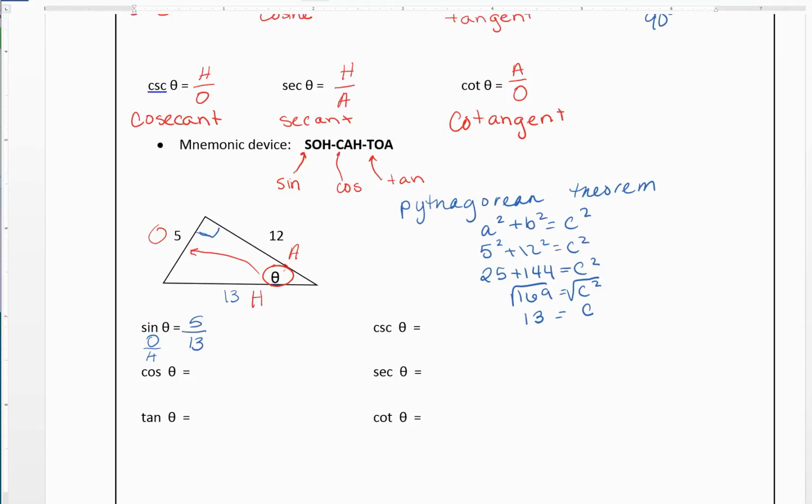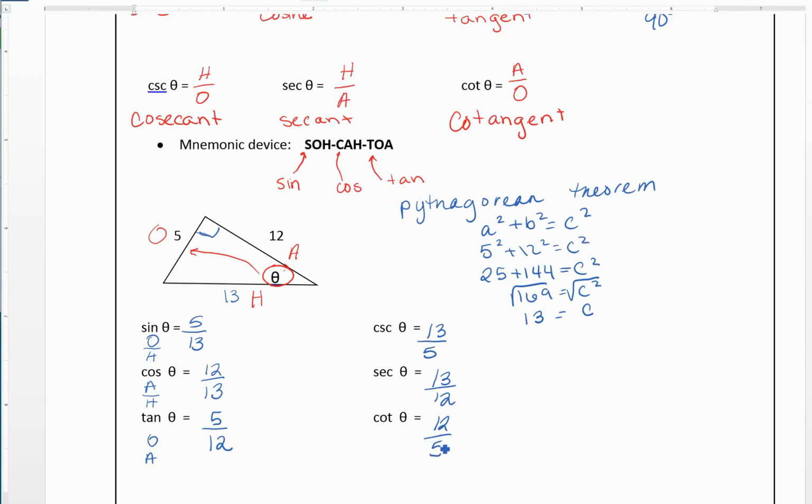Now cosine is going to be adjacent over hypotenuse. So that's going to be 12 over 13. Tangent is opposite over adjacent. So 5 over 12. Now, Sohcahtoa doesn't help you with the other 3, but if you remember which ones are reciprocals of each other, cosecant is the reciprocal of sine, so we just do 13 over 5. Secant is the reciprocal of cosine, so 13 over 12. And cotangent is the reciprocal of tangent, 12 over 5.